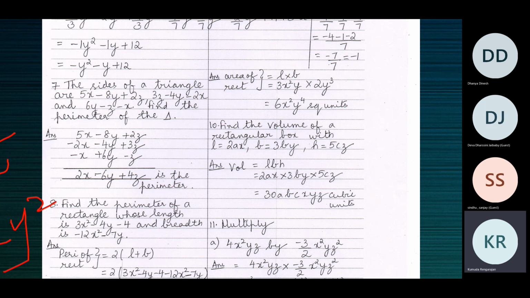So let's multiply the signs. Both of them carry a positive sign, so just ignore it. You can show the plus sign here, or you may not show it. 3 into 2 is 6. X square, there is no x here, so x square as it is. Y into y cube. In 7th standard, we have seen the law of exponents. How do we multiply y and y cube? Bases are same, we add the powers.